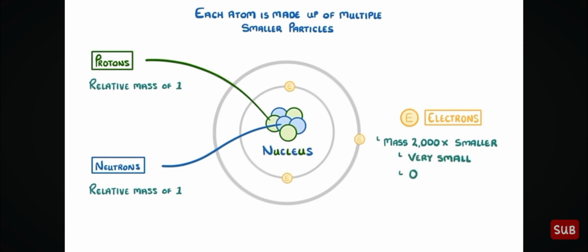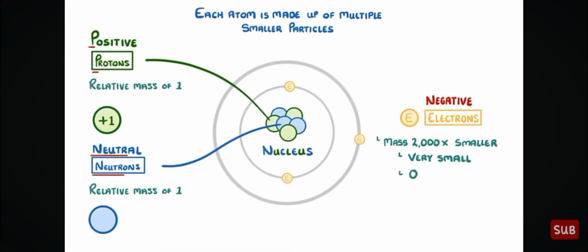Charge is a bit different though. Protons are positive and have a 1+ charge, and you can remember this as both proton and positive begin with a P. Neutrons have no charge, so we say they're neutral, and this is even easier to remember because the words neutron and neutral both start exactly the same way. Lastly, electrons have a negative charge, which is the same size as the positive charge of the proton, so -1.